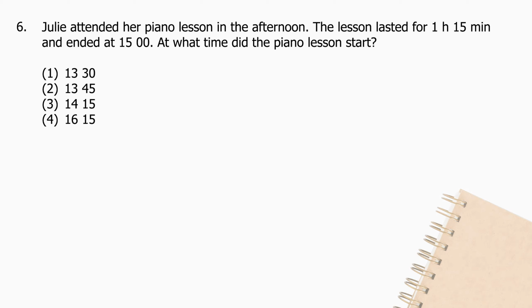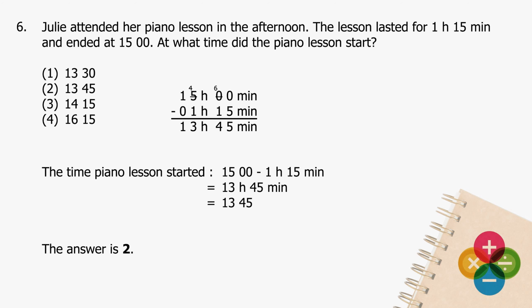Question 6. Julie attended her piano lesson in the afternoon. The lesson lasted for 1 hour, 15 minutes, and ended at 15:00 hours. At what time did the piano lesson start? The time piano lesson started will be subtract 1h 15 minutes from 15:00, and the difference is 13h 45 minutes, or 13:45 hours. The answer is 2.